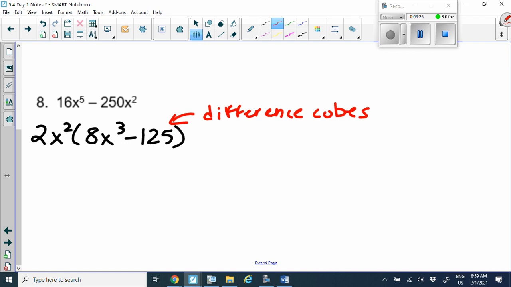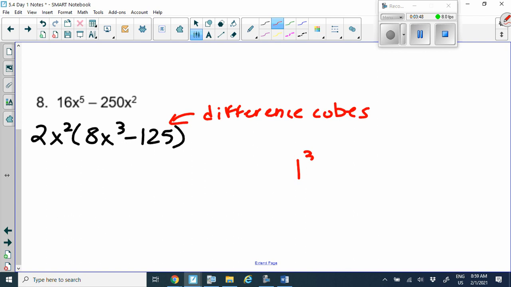So in order to be a difference of cubes, 1, you have to be a binomial, as we see. 2, you need to make sure you're subtracting. And 3, you need to make sure that your a and c values, the number in front of the x cubed and your last number, are perfect cubes. Now you might be wondering, how do I know my perfect cubes? Well, remember, you can take any number.